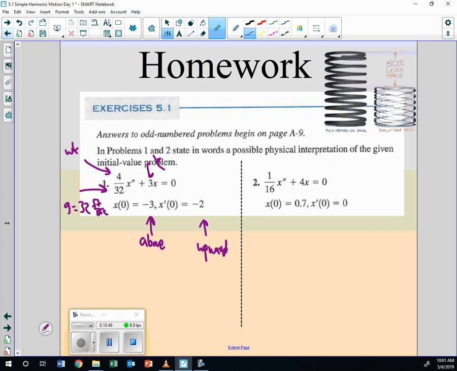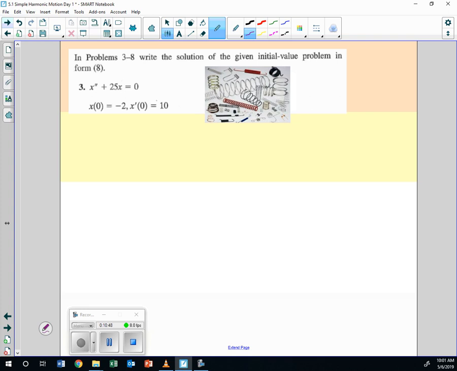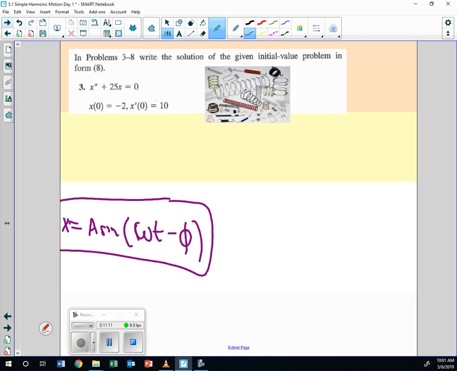That's an acceleration. And then for 3, 5, 7, you just find that equation and then convert to x equal to A sine omega t minus phi. You're going to convert it to that formula.